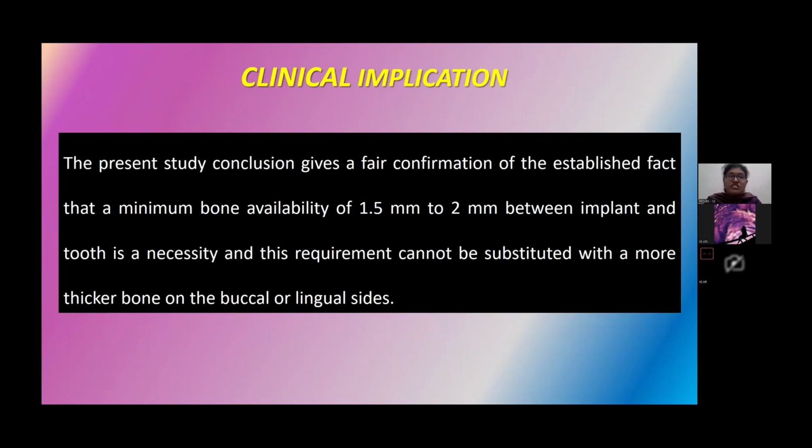As for the clinical implication, the present study's conclusion gives a fair confirmation of the established fact that a minimum bone availability of 1.5 to 2 mm between the implant and tooth is a necessity, and this requirement cannot be substituted with thicker bone on the buccal or lingual sides.